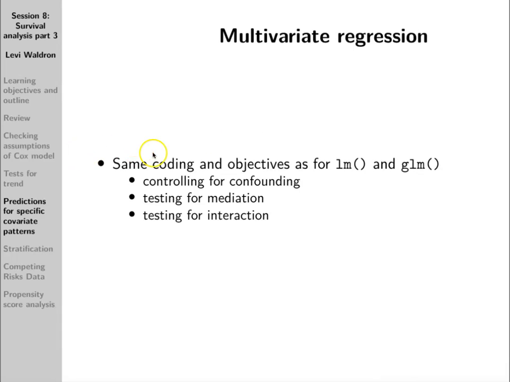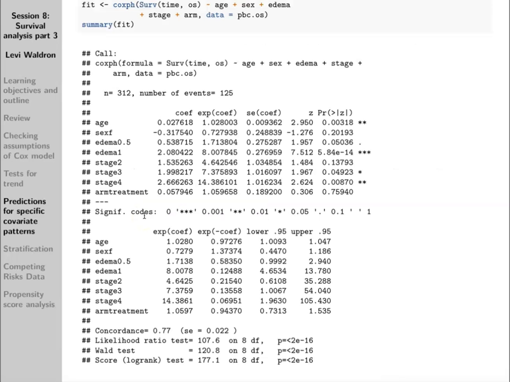In multivariate Cox proportional hazards, the model formula, coding, and the objectives are the same as what you've done for LM and GLM. You use this for controlling for confounding, testing for mediation, testing for interaction. So here's an example from our PBC data set. Our censored time to event is modeled by age, sex, edema, stage, and the arm of the trial.